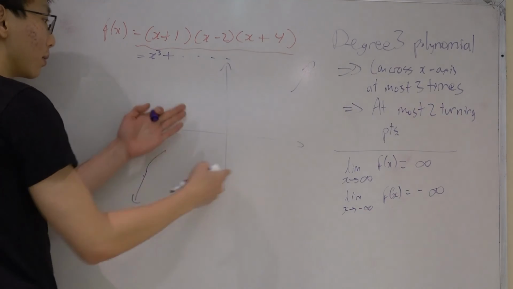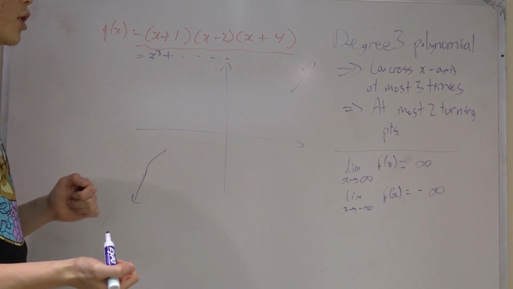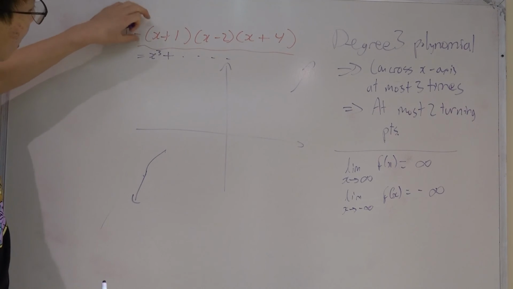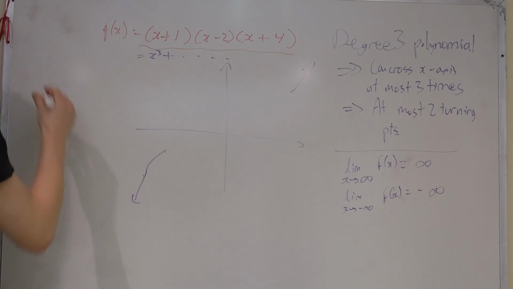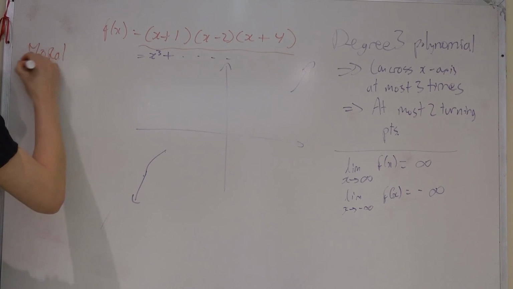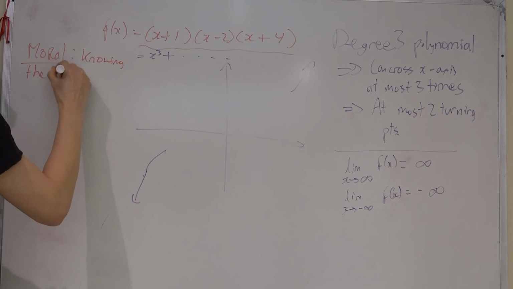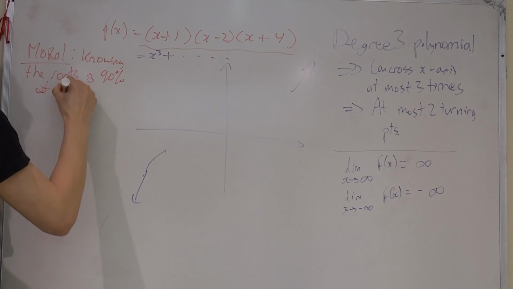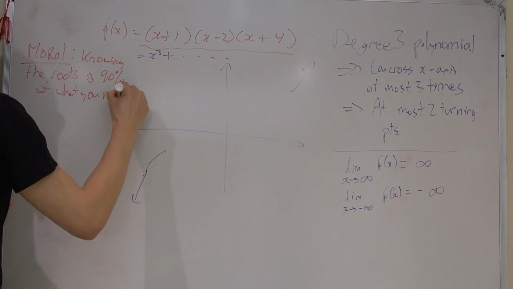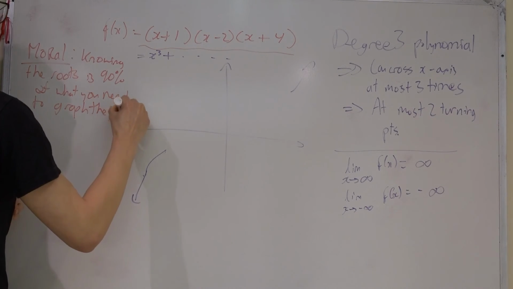We need to figure out how this thing looks in the middle. And so far, all we have is this. It's not much information, but that's where I'm going to use this here. So what I'm going to do, and this is actually the most useful thing, let me just write down here the moral. The moral of this example is that knowing the roots is 90% of what you need to graph the polynomial. Okay?